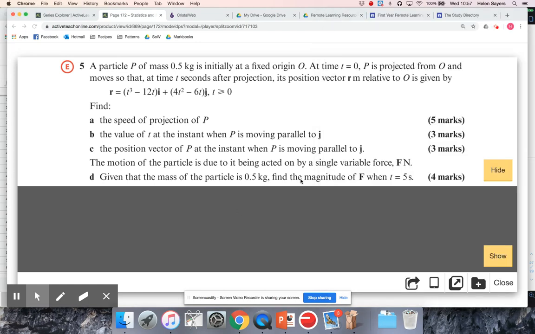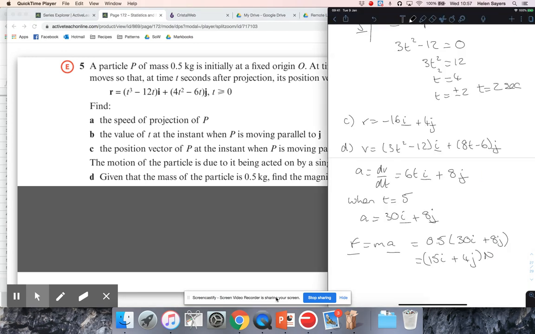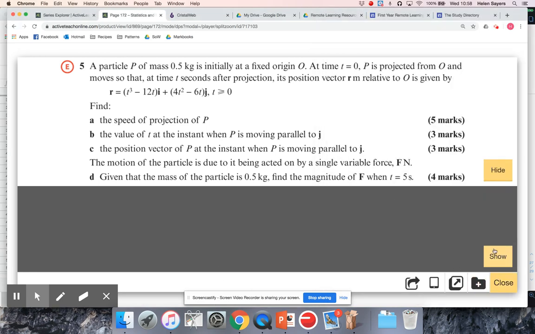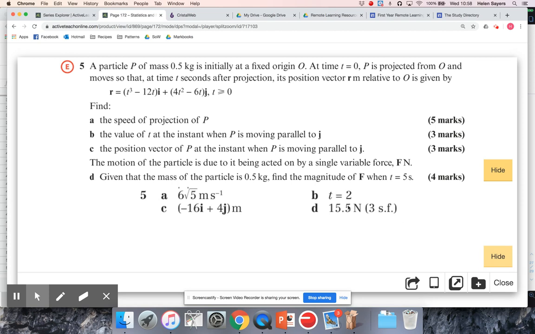They want the magnitude, so I'm not going to lose that easy mark, because the magnitude of F is just going to be Pythagoras. So 15 squared plus 4 squared, root answer. So root 241 in exact form, or I can give it to 3 significant figures because it didn't specify. And yeah, it didn't specify how to do it, so let's just double check our answers. Yeah, I think we're good.